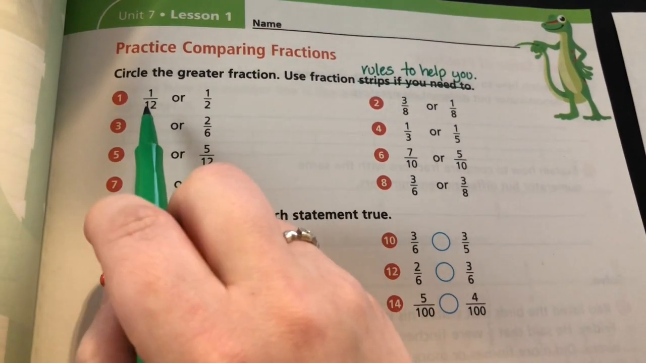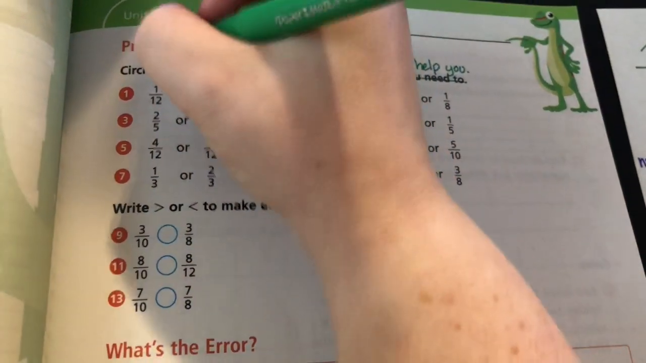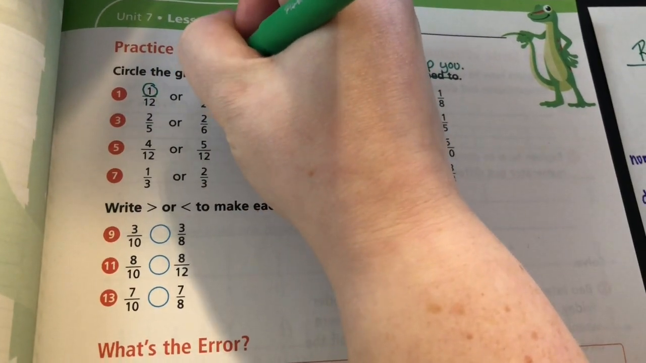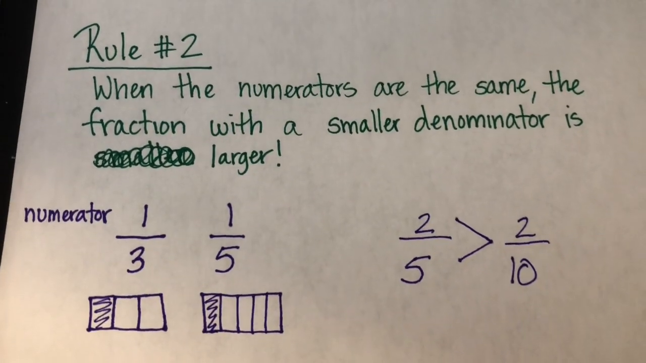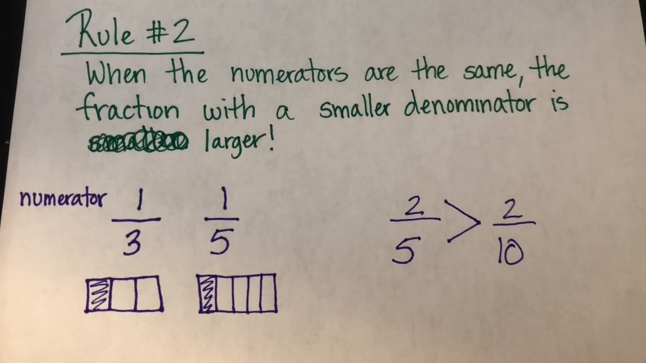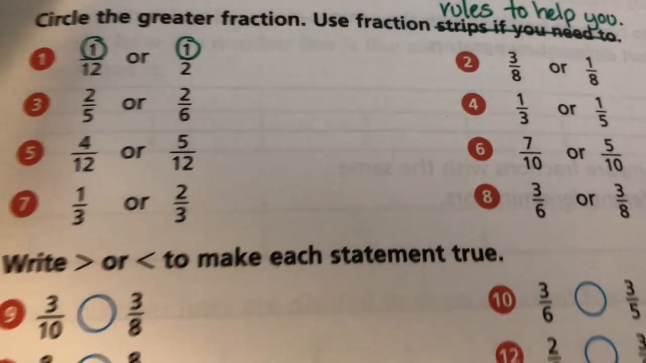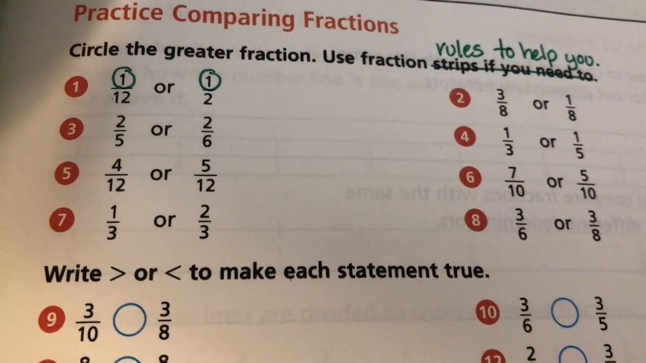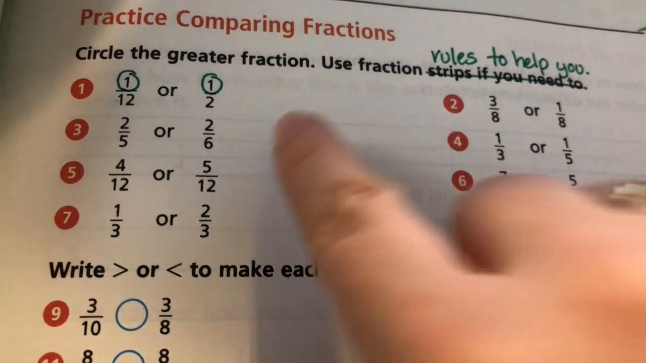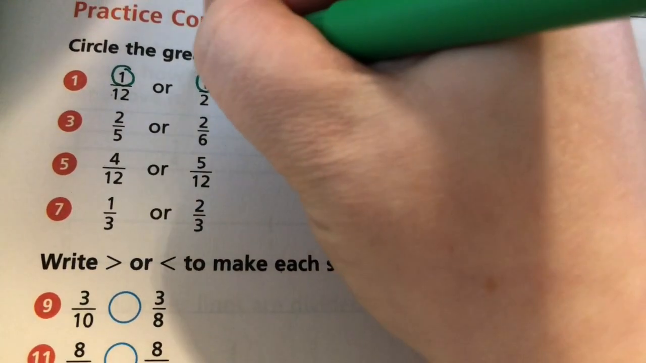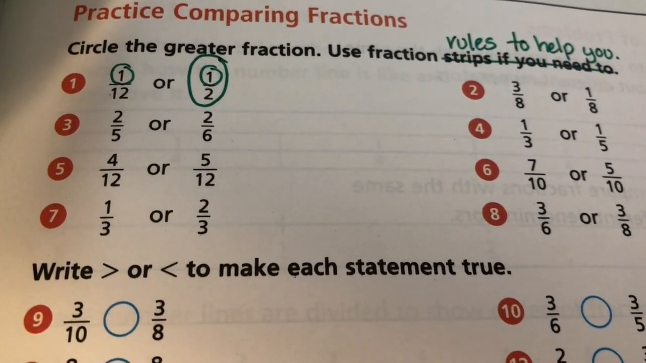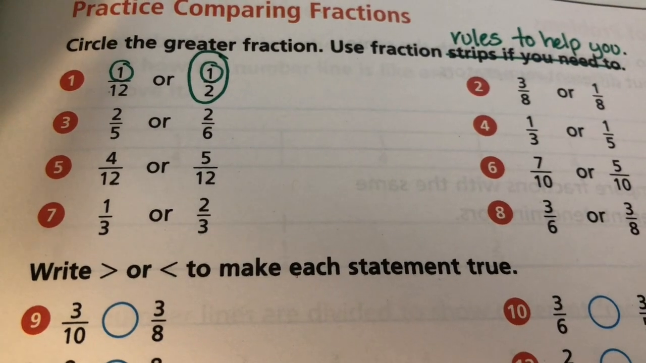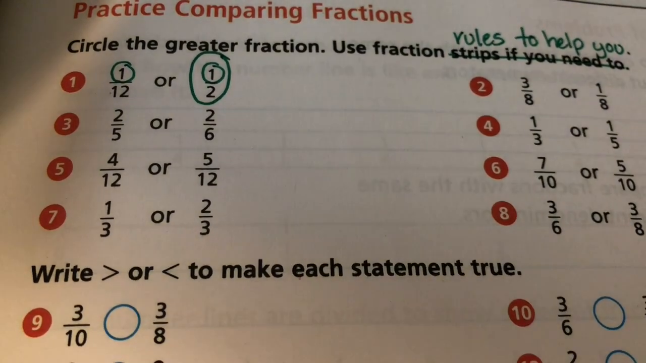So for number one, we have 1/12 or 1/2. It looks like the numerators are the same. So if the numerators are the same, that looks like it's rule 2. When the numerators are the same, the fraction with the smaller denominator is larger. So I'm going to circle 1/2. That is the bigger fraction. And if you think about it, 1/12 is going to be a really small piece, whereas 1/2 is going to be a pretty big piece.